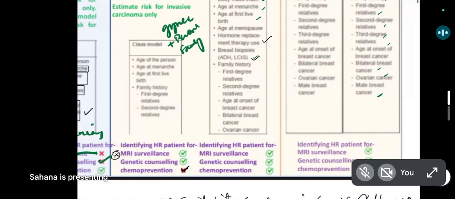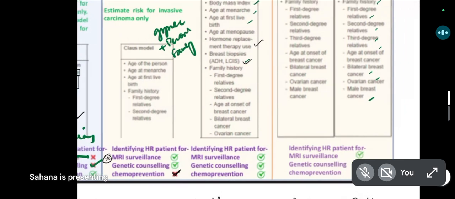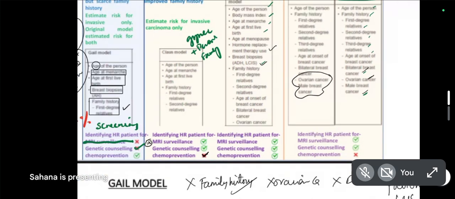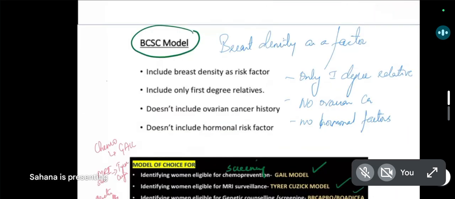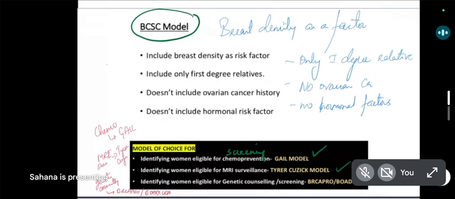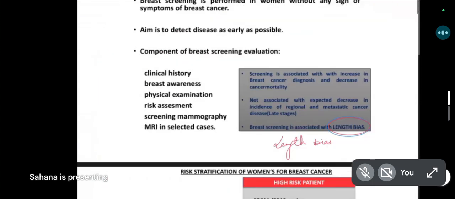screening modality. Then the models that use BRCA 1 and 2 in their models are BODICEA and BRCAPRO. In BODICEA, they have taken even ovarian and male breast cancer history. Then in BRCAPRO, along with breast, male, bilateral, and BRCA status has been included. So basically, you mention about them, mention the flaws in them, and then how are they useful in your screening and chemoprevention.